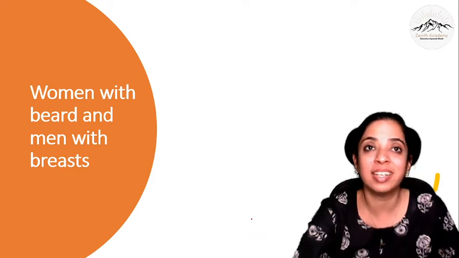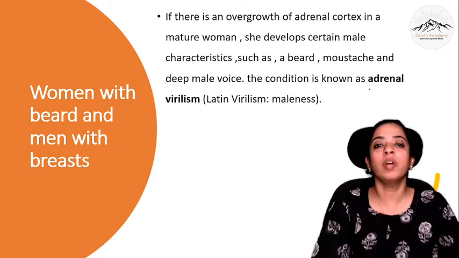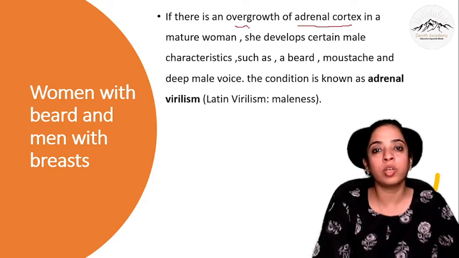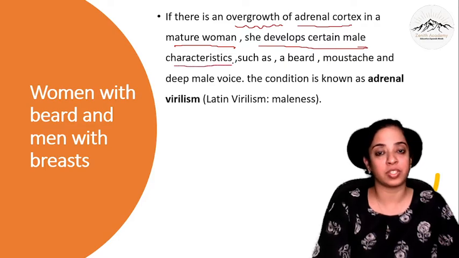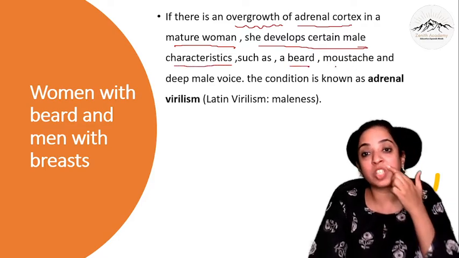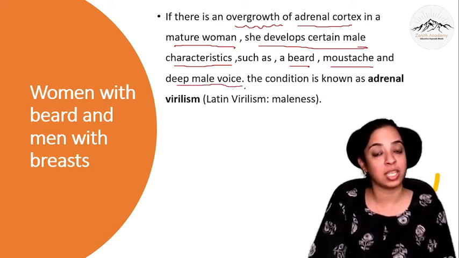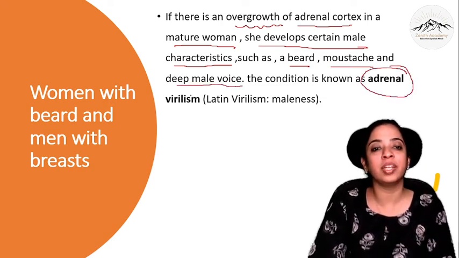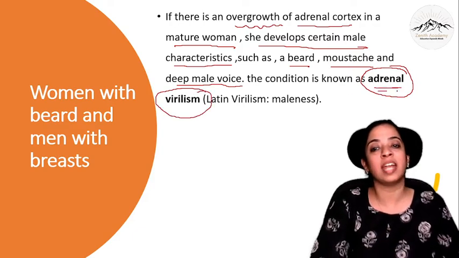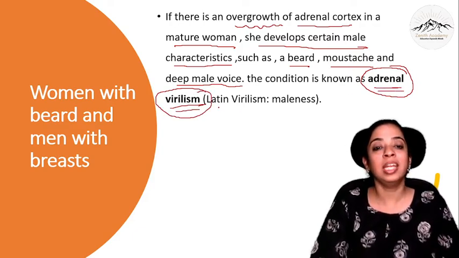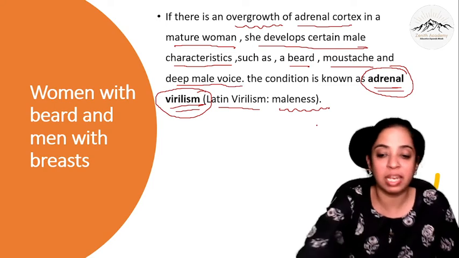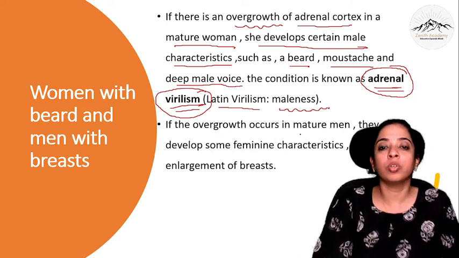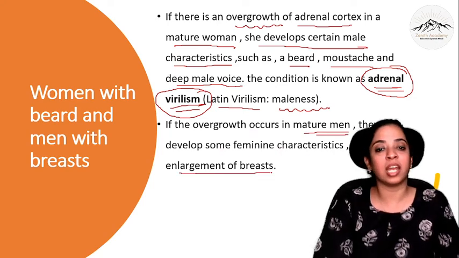So what is causing these things? If there is an overgrowth of adrenal cortex in mature women, then she develops certain male characteristics such as a beard, a mustache, and a deep male voice. This condition is known as adrenal virilism. Very important. In Latin, virilism means maleness, the characteristics of maleness. Now, if the overgrowth occurs in mature men, then they may develop some feminine characters such as enlargement of breasts.